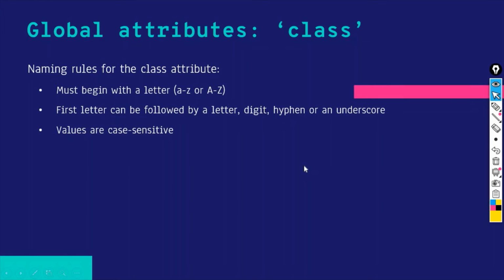So, naming rules for the class attribute. Of course, it must begin with a letter, either lowercase or uppercase. The first letter can be followed by a letter, digit, hyphen, or an underscore. And you must remember that values are case sensitive as well.